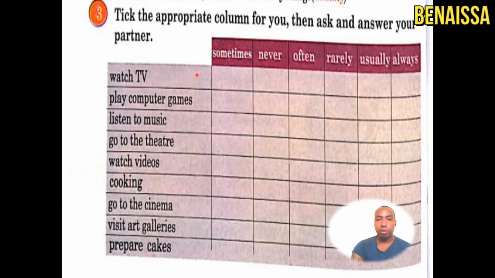Now let's try to check the appropriate column for you, then ask and answer your partner. نشوفوا هاد الأكتيفيتيز اللي قدامنا كيفاش كنديرهم. Sometimes بعض المرات, never مكنديروش مرة, often, rarely بشكل نادر, usually, always دائما. For example, I don't watch TV, or never, not never, rarely. Play computer games, for example, usually.